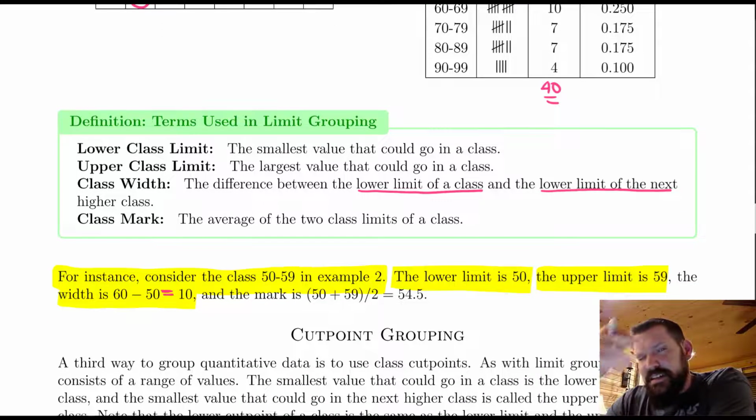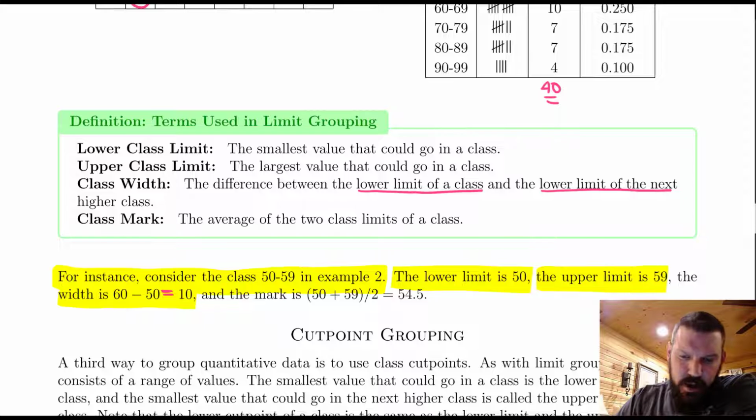Really, you're not going to see these different groupings, or these analyses rather, a whole lot. What I've highlighted right here, the lower limit, upper limit, the width, and the mark, is not going to show up a whole lot more beyond this section of notes. But it still is helpful to know, because in other types of statistical analysis that you may encounter, it might be important to have that information.